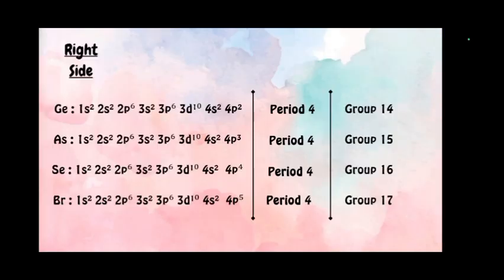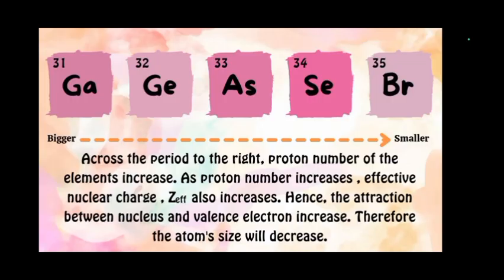Now on the right side, we have germanium, arsenic, selenium, and bromine. Across the period to the right, the proton number of the elements increases. As proton number increases, effective nuclear charge also increases. Hence, the attraction between nucleus and valence electrons increases. Therefore, the atom's size will decrease.